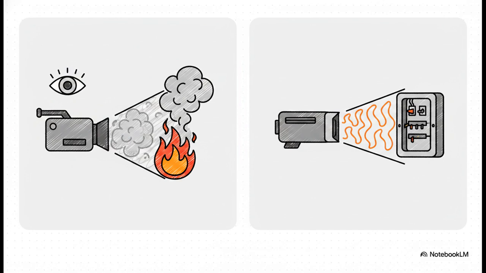Now, on the flip side, thermal monitoring completely ignores what's visible to the human eye. Instead, it measures infrared radiation. So think of it this way. One looks for the visible signs of a fire that has already started, while the other is hunting for the invisible heat that builds up right before a fire happens.